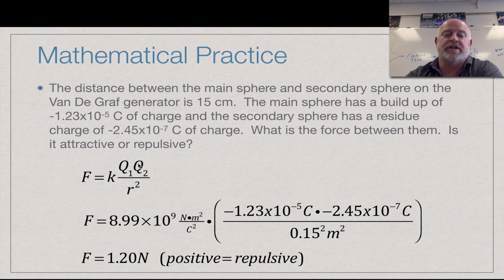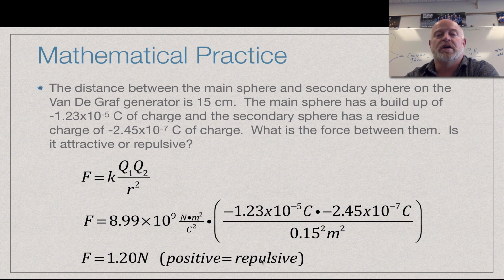Okay, we know our equation. We know the universal constant for electric force is 8.99 times 10 to the 9th newtons times meters squared per coulomb squared. We put in the charge of the main sphere, the charge of the secondary sphere, and notice how we divided by 0.15 squared, not 15, because we need to be in meters to match the units. So you've got to be in meters here. If you didn't do that, you're not going to get the right answer. Put these numbers in, and we should get 1.2 newtons. And it is a positive force, which would also tell us that it is repulsive.